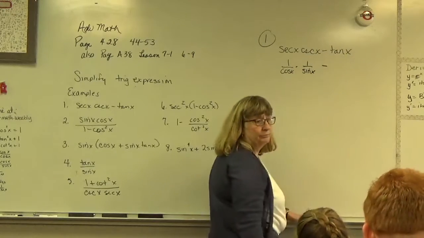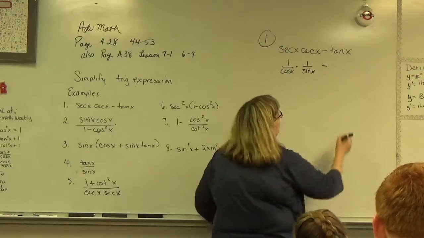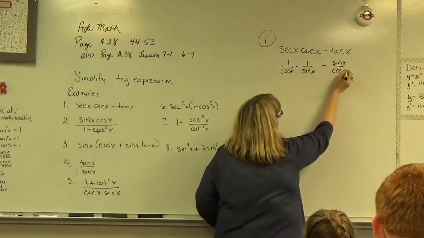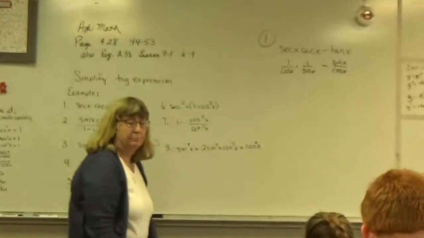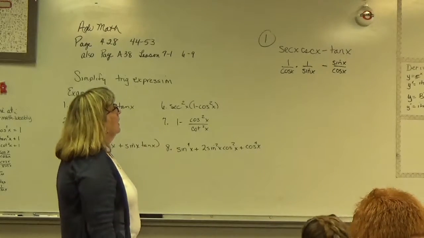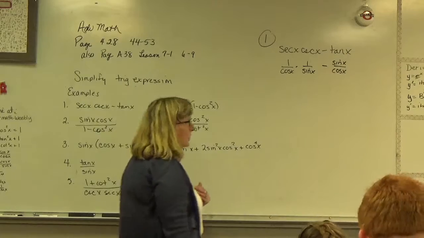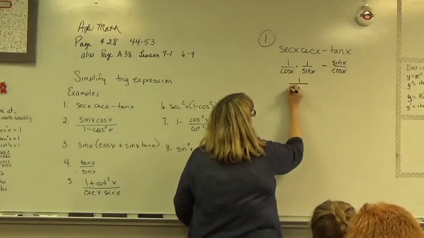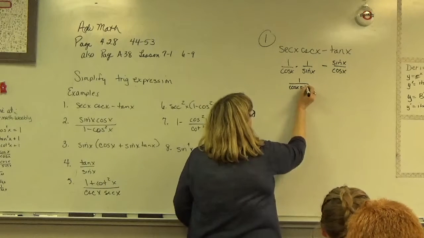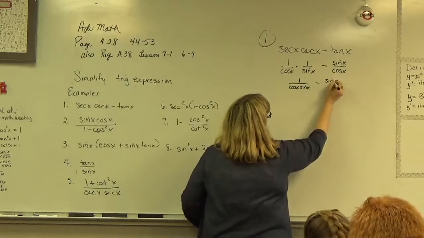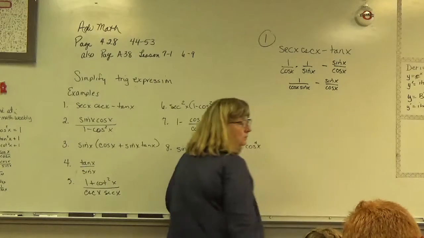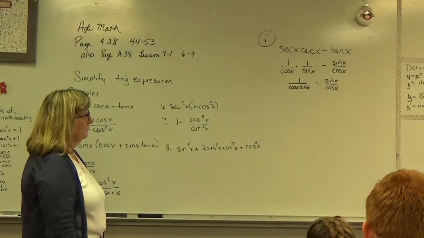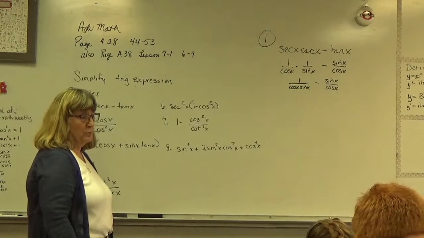And tangent? Sine over cosine. Does everybody agree with that? Now, you still always have to follow the order of operations, so that's correct. So this would be 1 over cosine x times sine x, minus sine x over cosine x. We good so far? You've got to multiply before you can subtract.